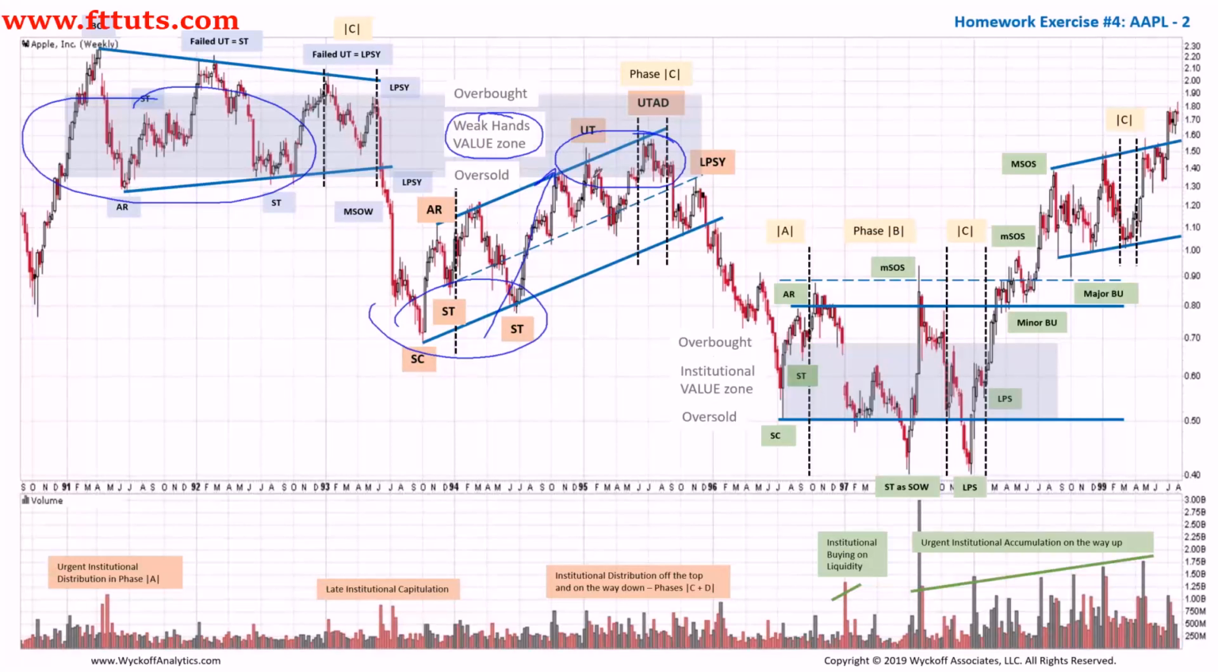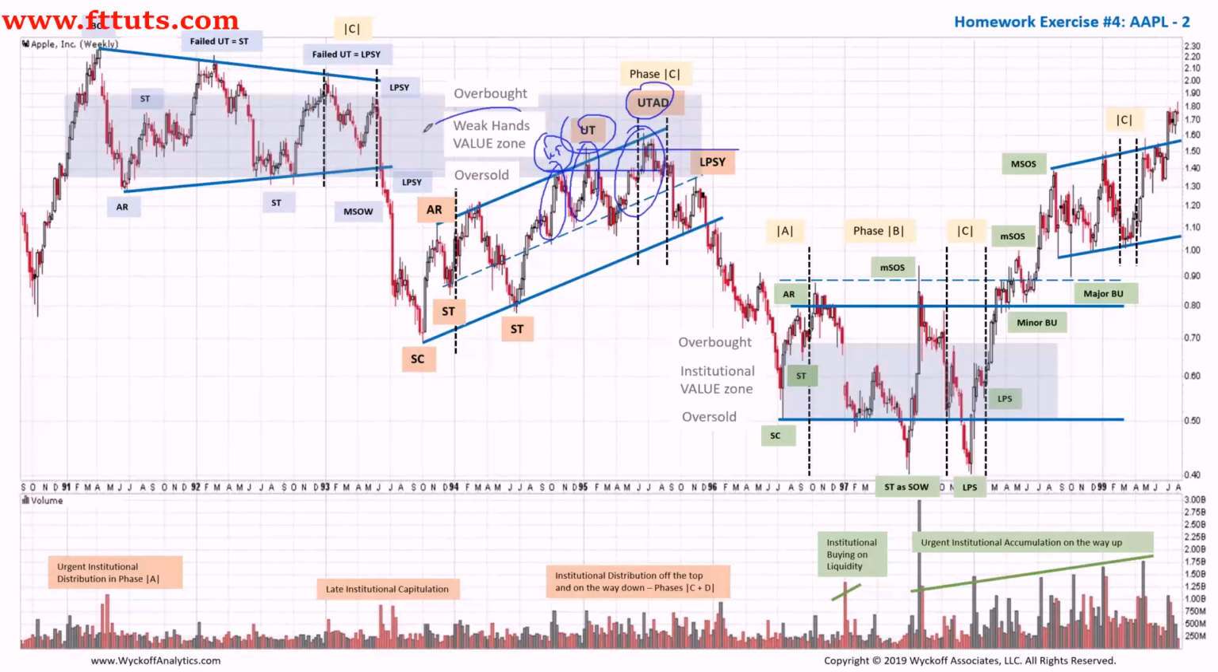So into this buying by weak hands, we see an excitement with each rally, with each thrust to the upside. So multiple upthrust situations, 1, 2, 3, into the weak hands value zone. And every time it happens, institutions are selling on that excitement of weak hands. So there is an increase of the supply here, increase of the supply here, increase of the supply going into this area right here as well.